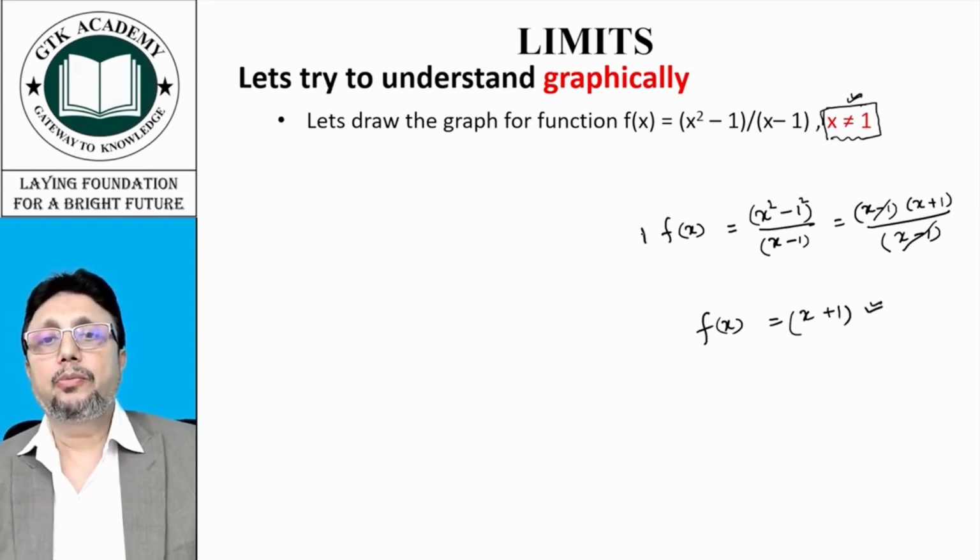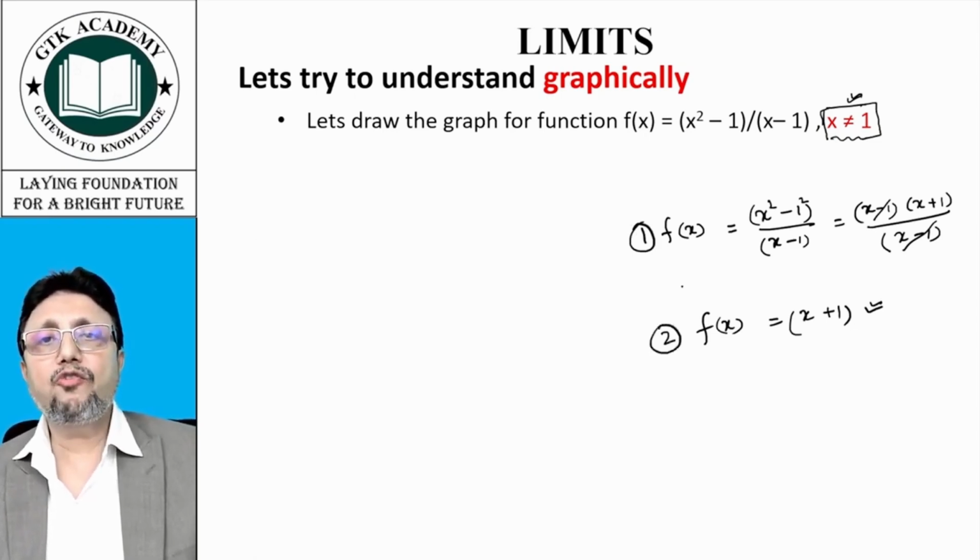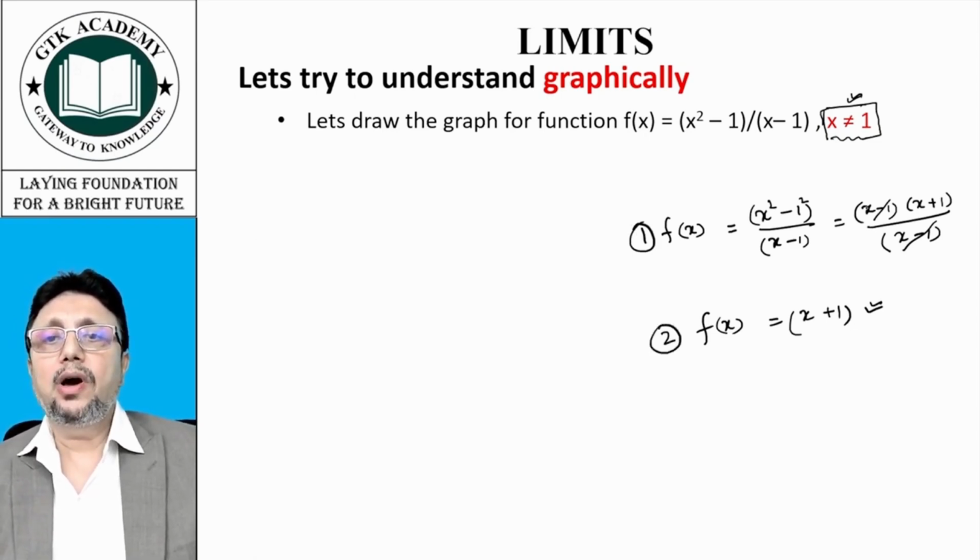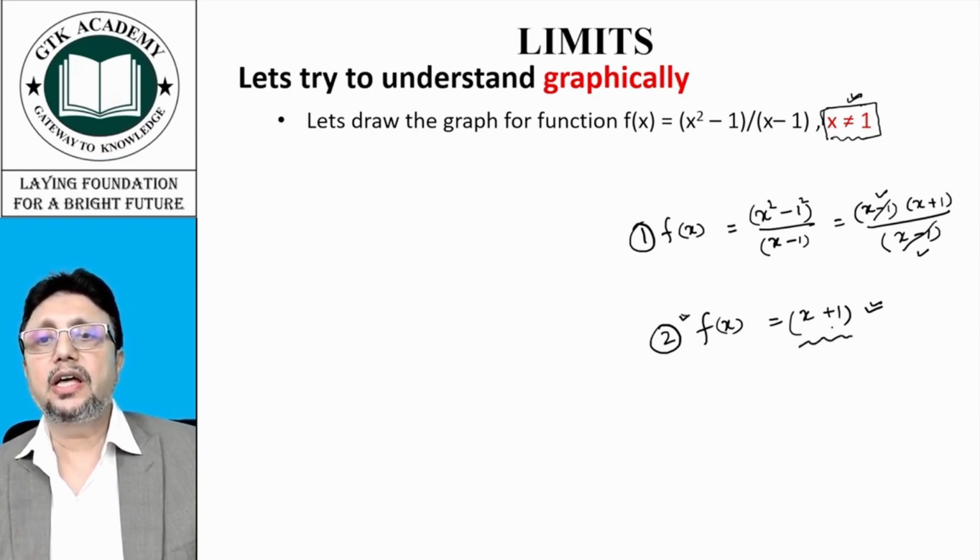But say this is 1 and this is 2. 1 and 2 are not the same function. In 1, you have x minus 1 in numerator and denominator. So this has a problem when you put x is equal to 1. But in 2, you don't have that in denominator and numerator. So this function doesn't have a problem at x is equal to 1. So they are different functions.